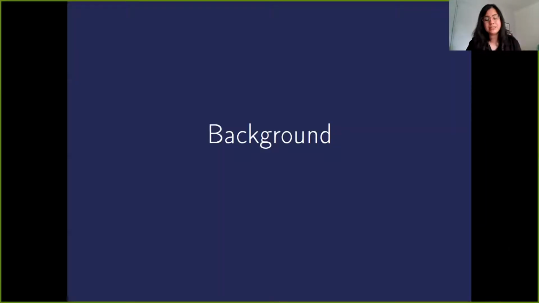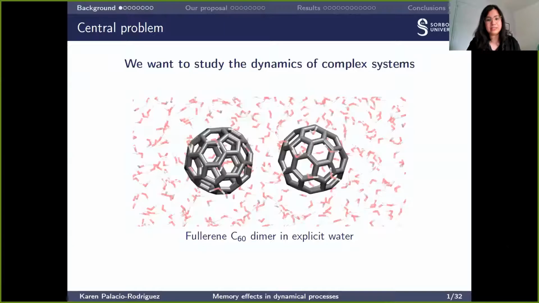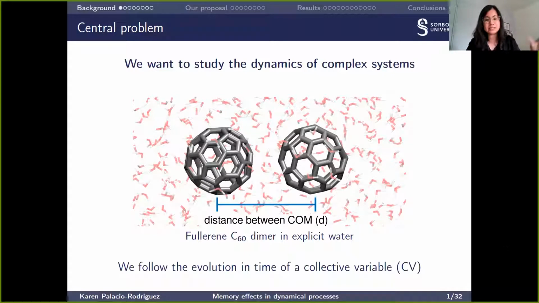So first, I want to state the central problem we want to study, that is the dynamics of complex systems. It means a system that has many atoms, different molecules, solvent, and so on, as this fullerene dimer in water. Basically, we can study the dynamics of this system with molecular dynamics, but making long molecular dynamics trajectories is expensive, and keeping track of all the many degrees of freedom of the system is also difficult.